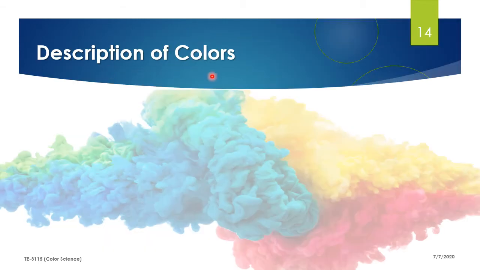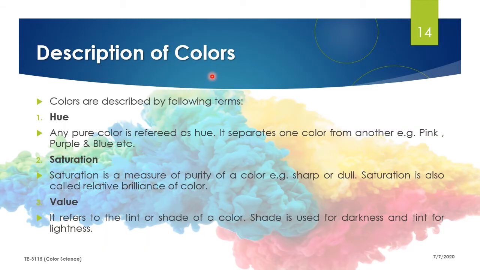Description of colors. Colors are generally described by three terms: hue, saturation, and value. Hue is any pure color that separates one color from another, such as pink, blue, green, purple, etc. Then saturation. Saturation is a measure of the purity of a color. For example, a color is sharp or dull, and saturation is also called the relative brilliance of a color. While value refers to the tint or shade of a color, that is, whether a color is darker or lighter.